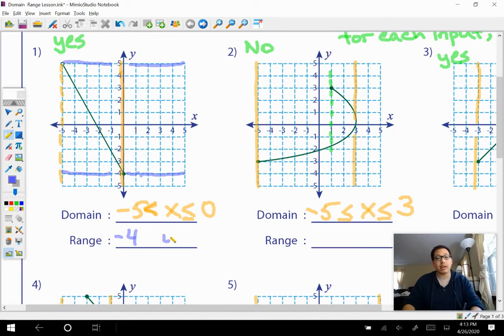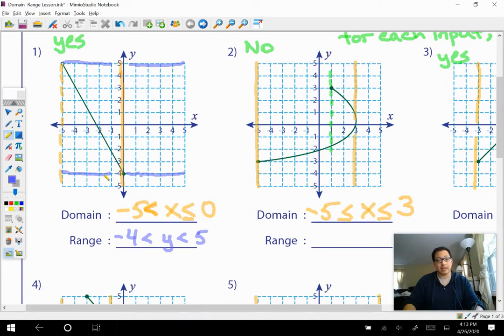So now, for range, we're going to have y in the middle instead of x. y goes from -4 to +5. So it looks very similar to how we wrote the inequality for domain, except y is in the middle. The arrows are still pointing to the left. We're saying y goes from -4 to +5.